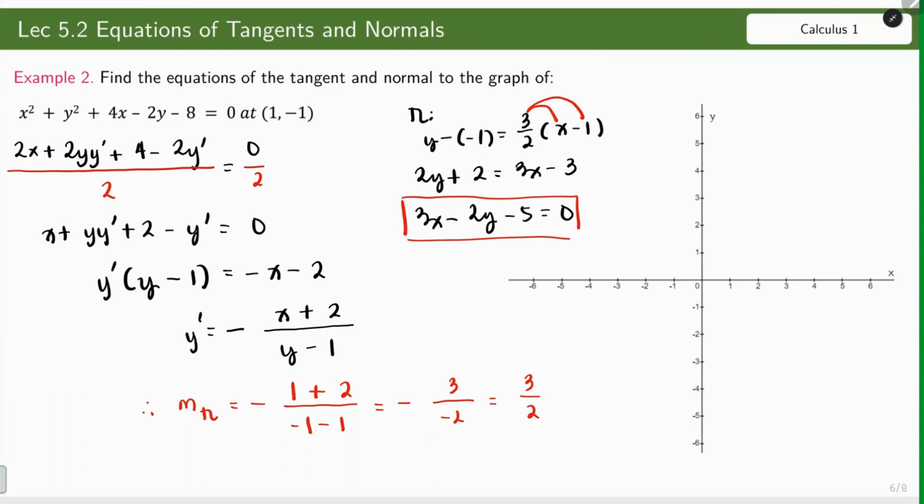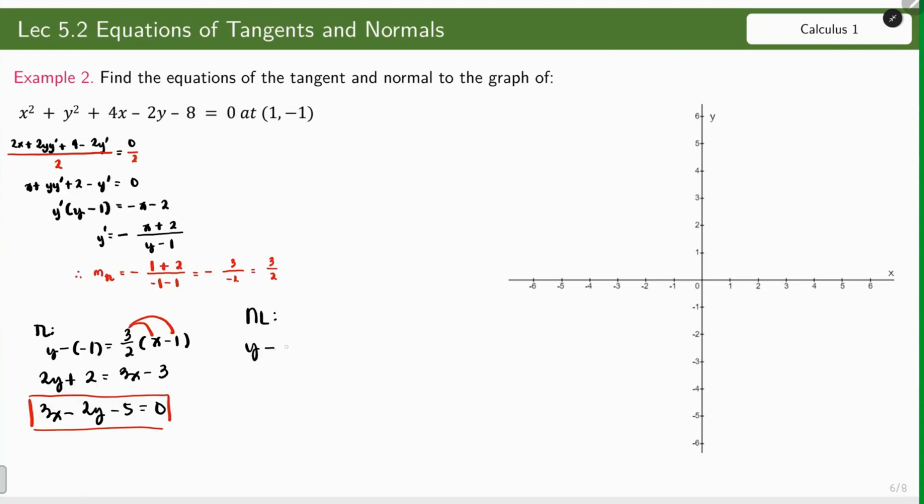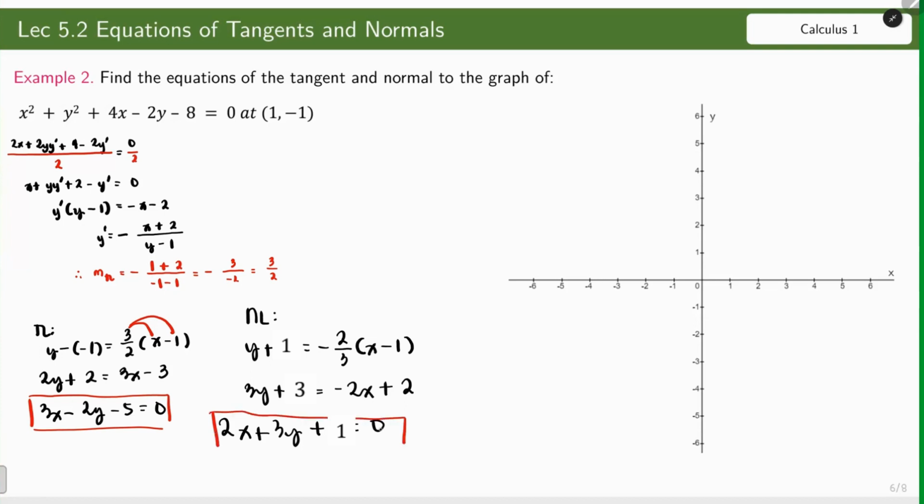And then for the normal line, it's the same: y plus 2 equals negative 2 over 3 times the quantity x minus 1. So we have 3y plus 6 is equal to negative 2x plus 2. Rearranging the terms, we have 2x plus 3y plus 4 equal to 0. So this is now the equation of the normal line.